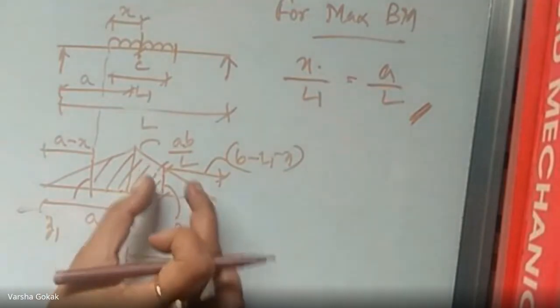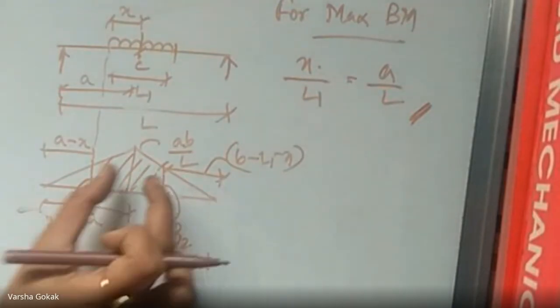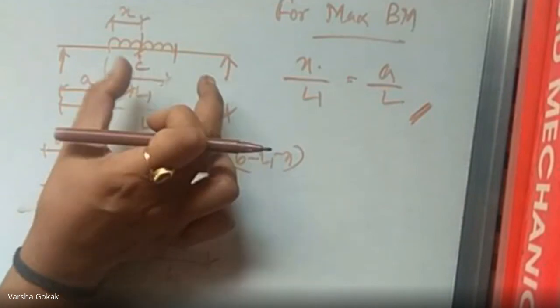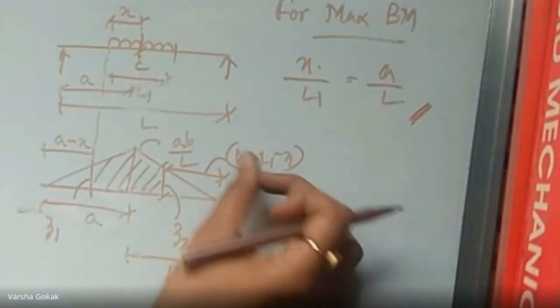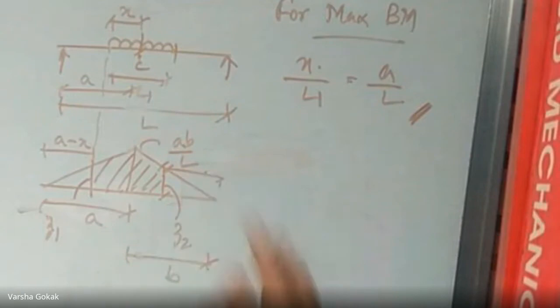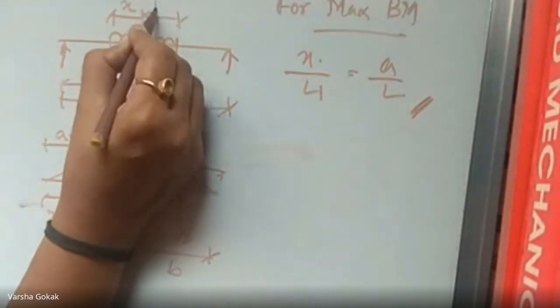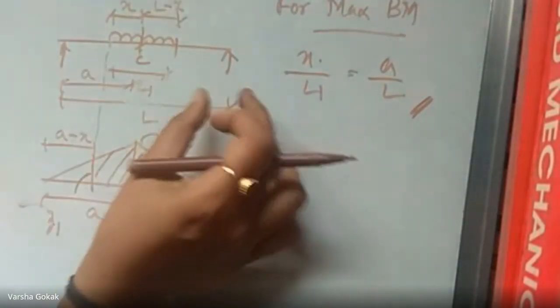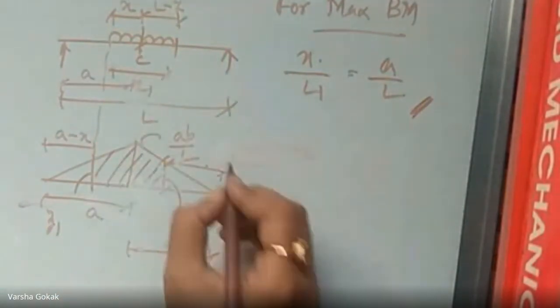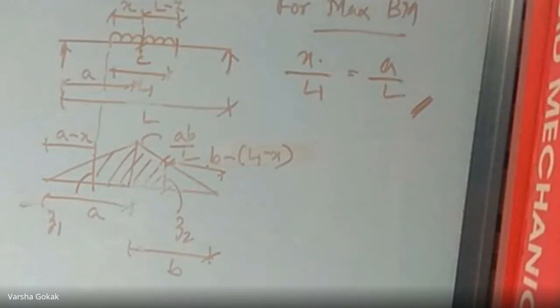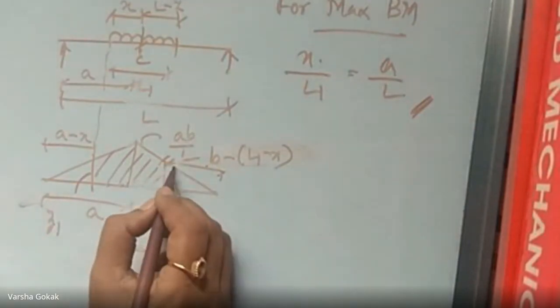Number increases. I need this one, no? So this is B. This has to go in that. So this would be what? B minus half of L1. Sorry. So did we miss out anything here? This is L1 minus X, correct? So this distance is going to be B minus L1 minus X, correct. So these are the distances.